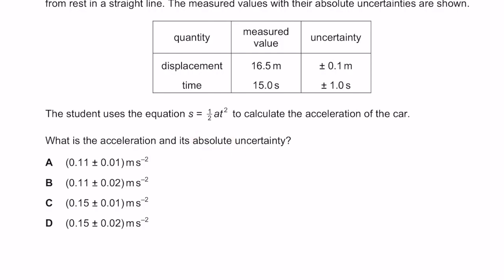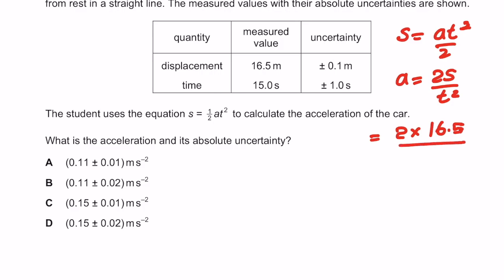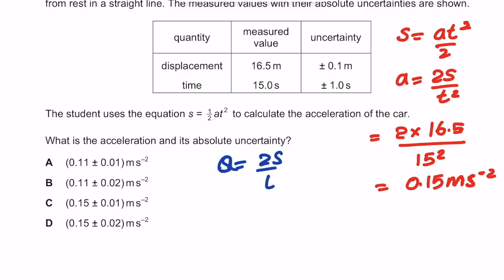Alright, let's try. First, let's use the equation S equals AT squared over 2. A equals 2S over T squared. So let's plug in the numbers. 2 times 16.5, over 15 squared. You can use the calculator. So you get 0.15 meters per square second. Now I will write the same equation one more time. A equals 2S over T squared.